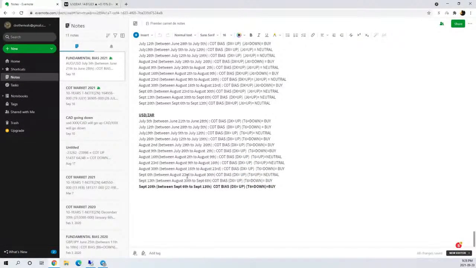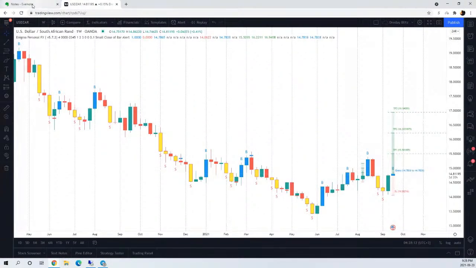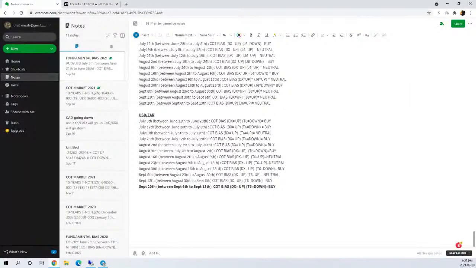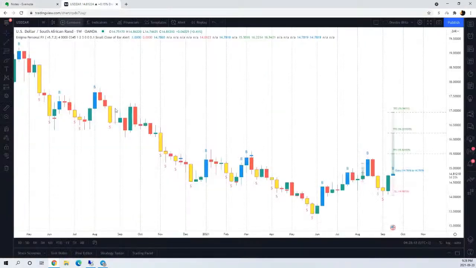You see here, that was a buy, neutral, buy, neutral, neutral, buy. Let's see. We're going to look at the week of August 30th. So August 30th here. Usually in August, July and August, there's not a lot of volume, guys, right?